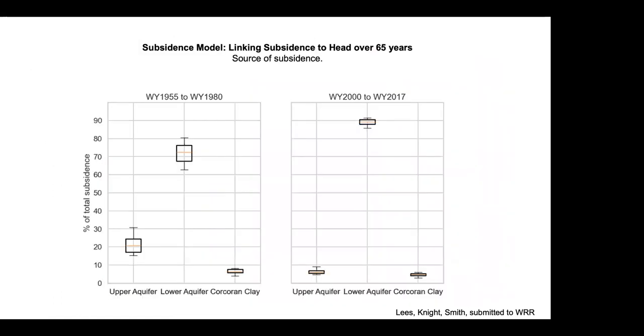Some important things we've learned from this model: when you look back over time, you can now figure out how much of the subsidence prior to the 1980s came from the lower aquifer, about 70%, 20% from the upper aquifer, very little from the Corcoran clay. And over the last 20 years, 90% of the subsidence is due to pumping in the upper aquifer, much less in the lower aquifer or the Corcoran clay.